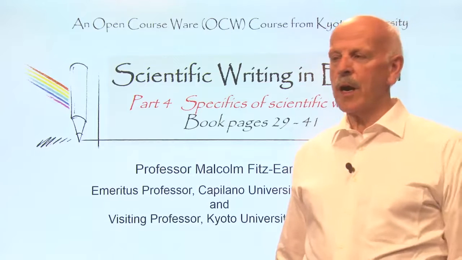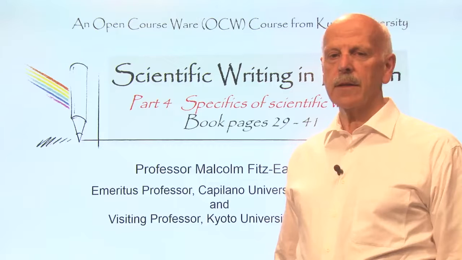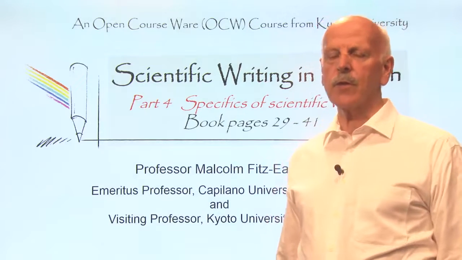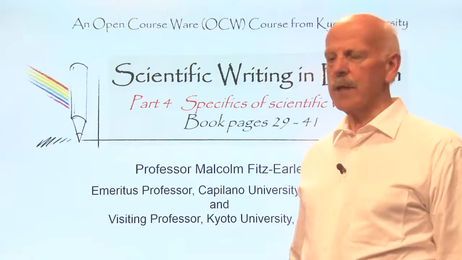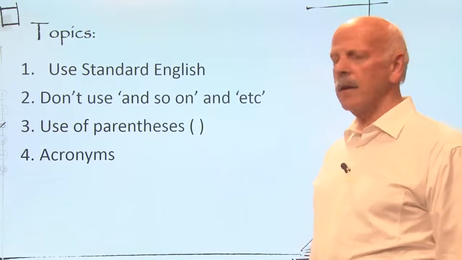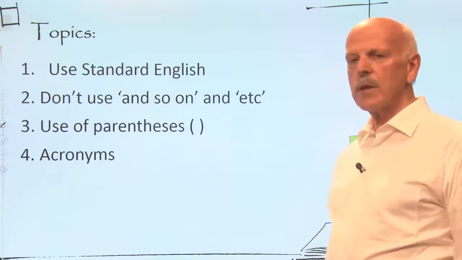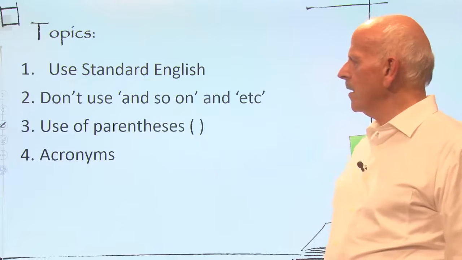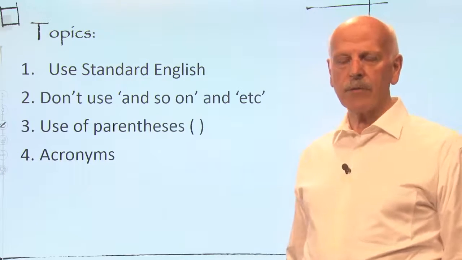So welcome to part 4 of this OCW course on scientific writing in English. And we're going to look at some specifics for scientific writing that are important for writers. Here are the specifics. You should use standard English. Don't use expressions like "and so on" and "etc." Use parentheses properly. And lastly, we're going to look at acronyms.